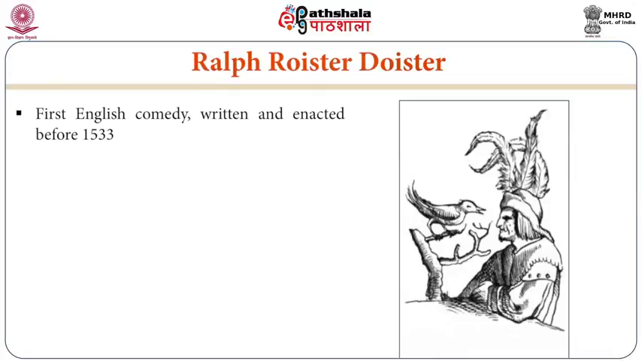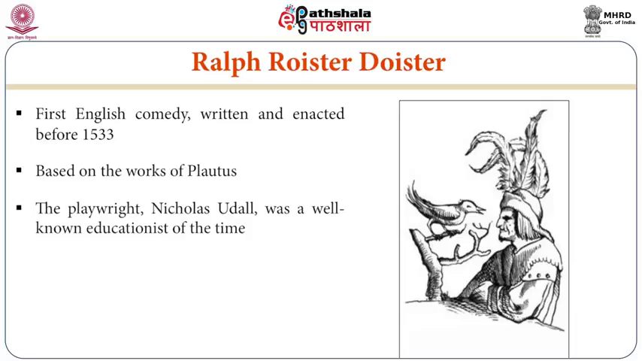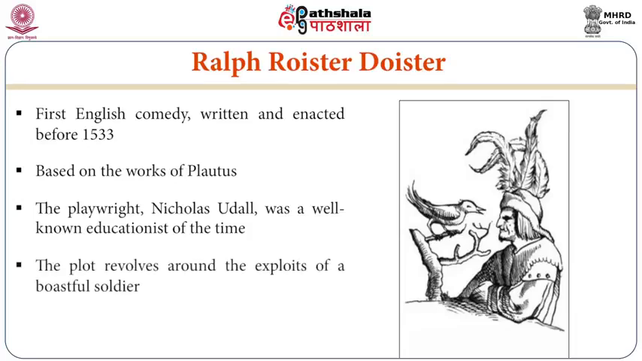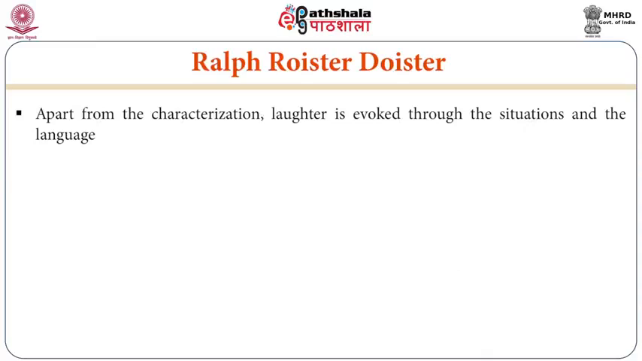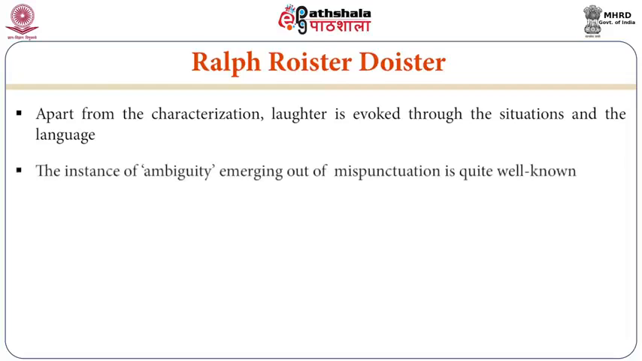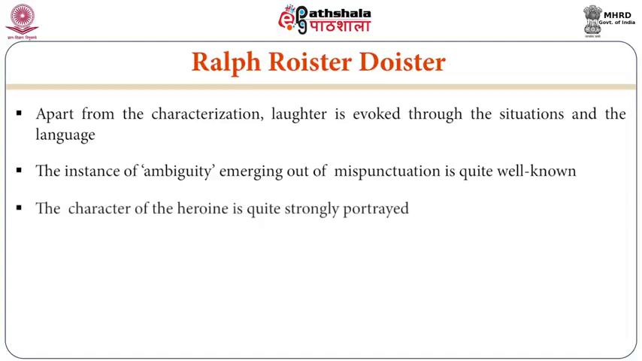The first comedy written in English was enacted before 1533 AD, based on the work of Plautus. The playwright Nicholas Udall was a well-known educationist of the time. The plot revolves around the exploits of a boastful soldier. Apart from the characterization, laughter is evoked through the situations and through the linguistic appeal of the play. The instance of ambiguity emerging out of the mispunctuation is quite well known. The character of the heroine is quite strongly portrayed in the text.